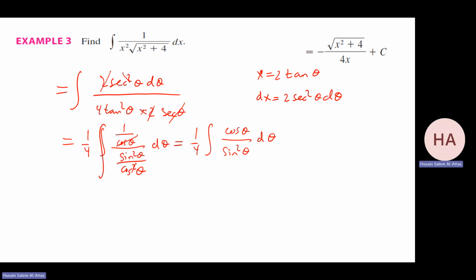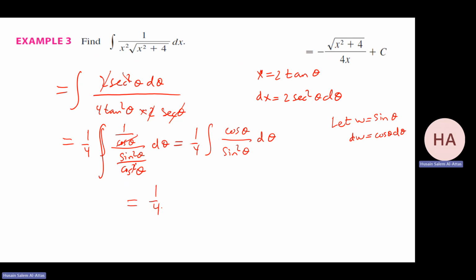That gives me what? Is it? This one will be, how is it? So I have what? I can let W be sine theta. dW will be cosine theta d theta. Is it correct? Seems okay.